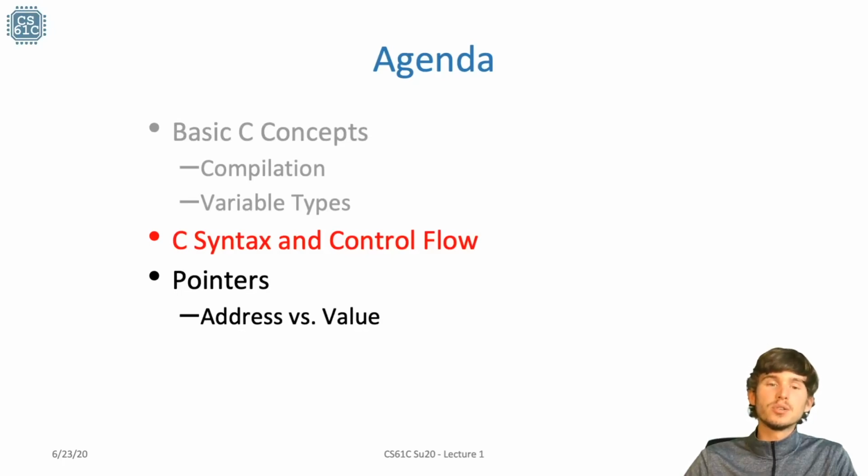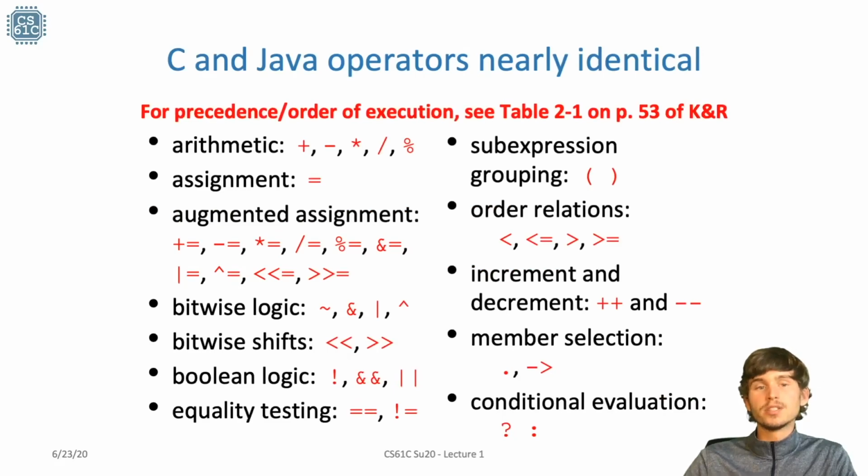Hello everyone, let's go over the next topic of today's lecture, which is C syntax and control flow. So C and Java have nearly identical operators. I've listed a whole bunch here, and you should be very familiar with these. Maybe the only ones that might be a little bit new are member selection, which is this arrow notation here, and this conditional expression right here, which is a ternary operator.